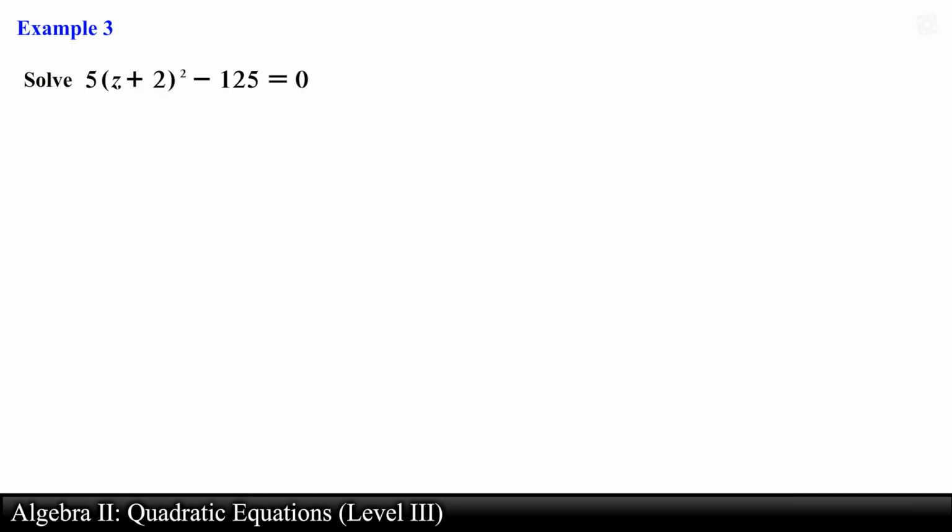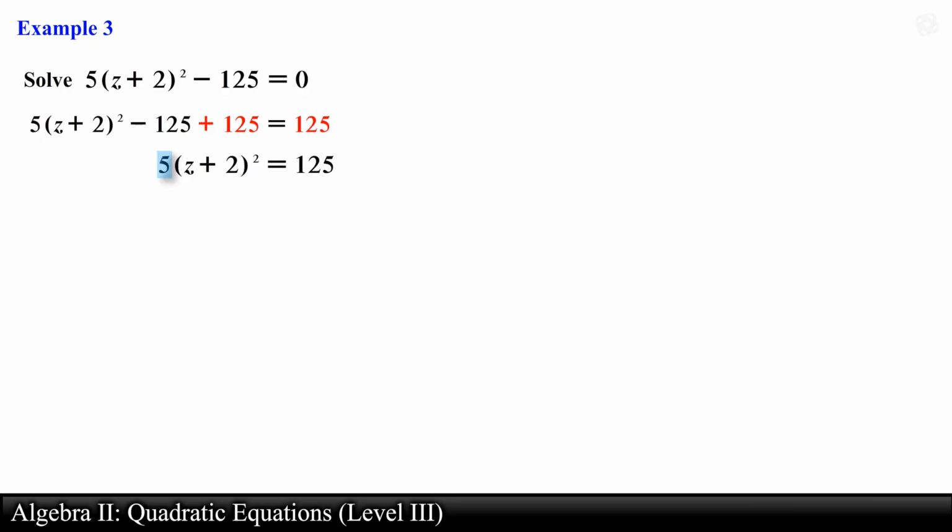Solve the equation 5 times the quantity z plus 2 squared minus 125 equals 0. First step is to write it in standard form. Luckily, it's already written for us. Next, we need to get the constant to the other side of the equation, so we add 125 to both sides. Next, we need to get rid of 5.